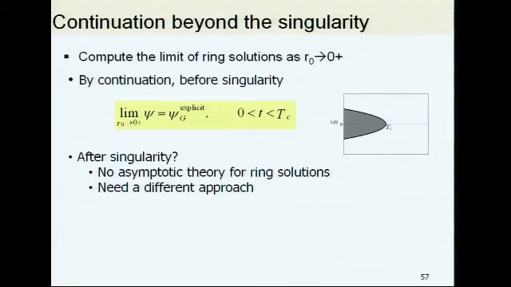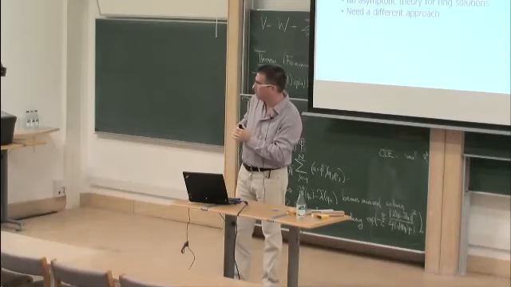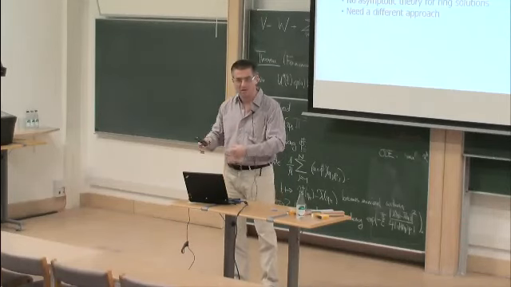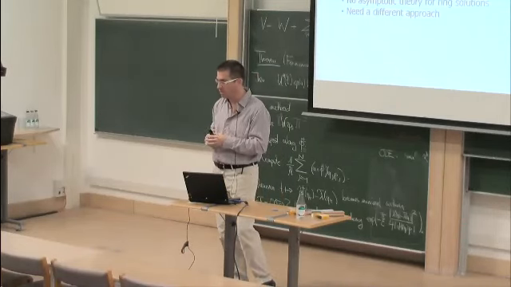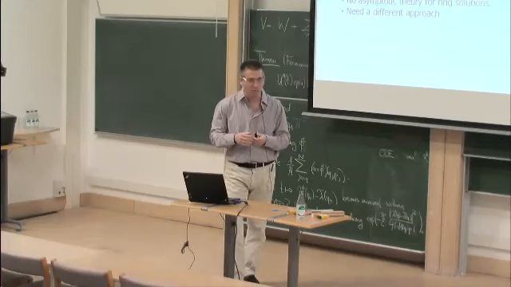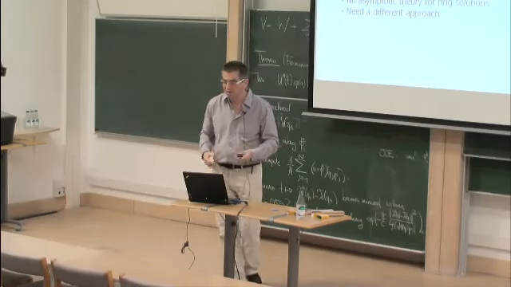Previously, we relied on the fact that we had an asymptotic theory which was developed in the 80s for the dynamics of L and beta if you are close to the R profile. There is no such asymptotic theory for ring solutions. So we need a different approach.